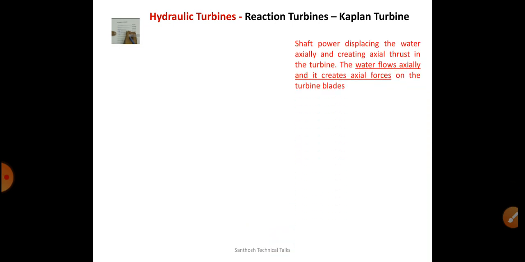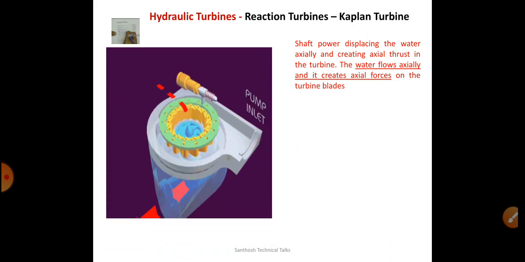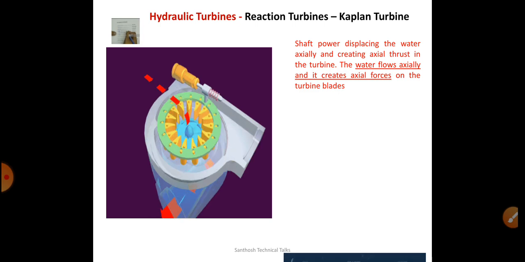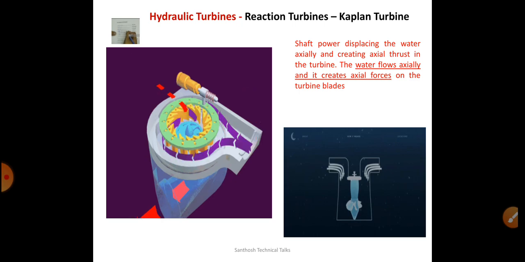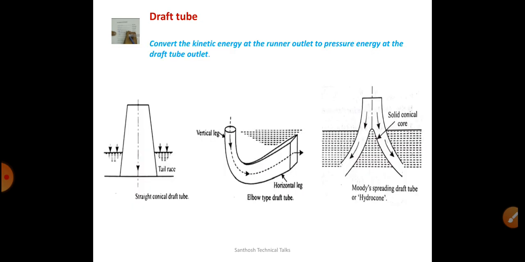Next is the Kaplan turbine. In the Kaplan turbine, the shaft power displaces the water axially and creates axial thrust in the turbine. Water flows axially and creates axial force on the turbine blades, and this is how it works. So this is an axial flow reaction turbine, that is the Kaplan turbine.